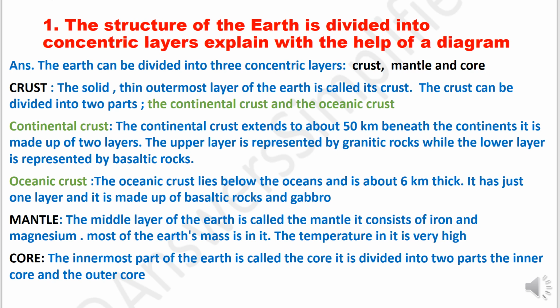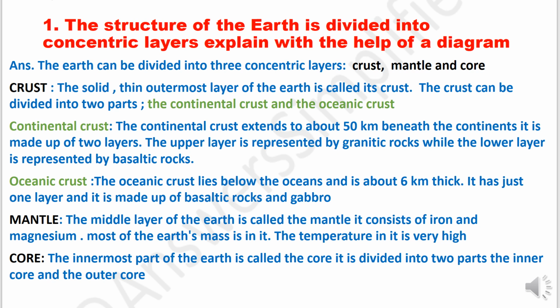Answer. The earth can be divided into three concentric layers: crust, mantle and core. Crust. The solid, thin outermost layer of the earth is called its crust. The crust can be divided into two parts: the continental crust and the oceanic crust. Continental crust. The continental crust extends to about 50 km beneath the continents. It is made up of two layers. The upper layer is represented by granitic rocks, while the lower layer is represented by basaltic rocks.